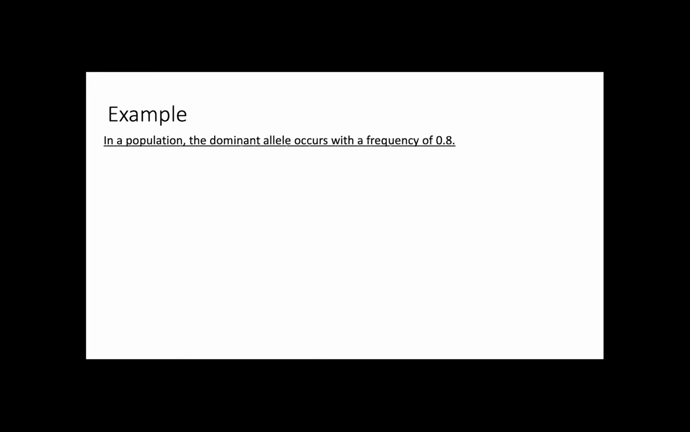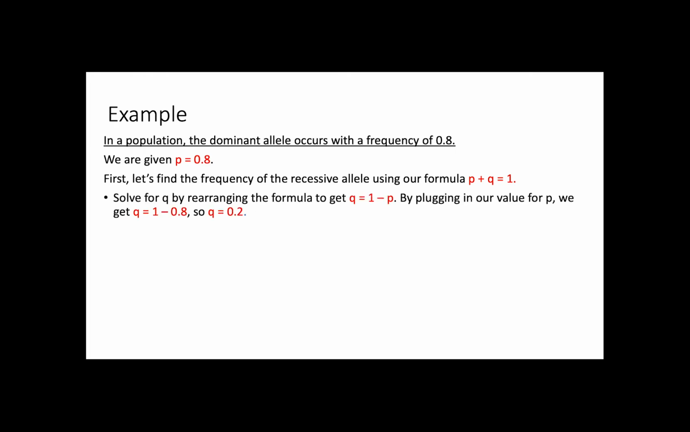In a population, the dominant allele occurs with a frequency of 0.8, so we are given that P equals 0.8. First, let's find the frequency of the recessive allele using our formula P plus Q equals 1. We can solve for Q by rearranging the formula to get Q equals 1 minus P. By plugging in our value for P, we get Q equals 1 minus 0.8, so Q equals 0.2. Our frequencies should always add up to 1, so we can add up our Q and P values to see if we are correct. 0.8 plus 0.2 equals 1, so we are correct.